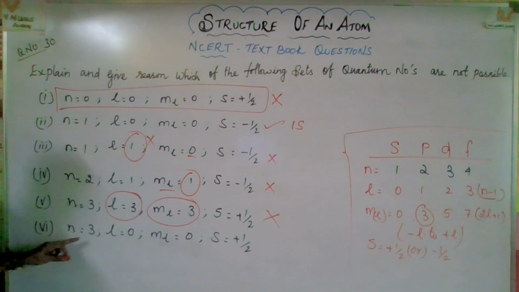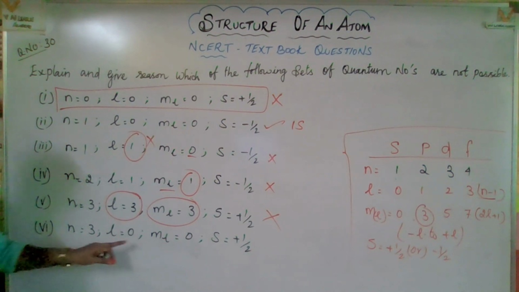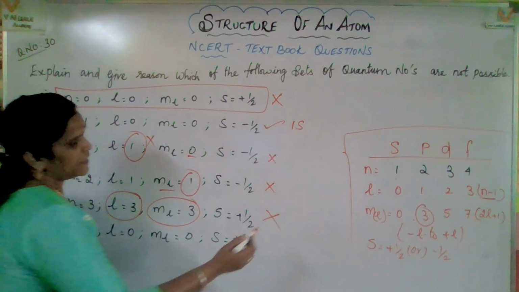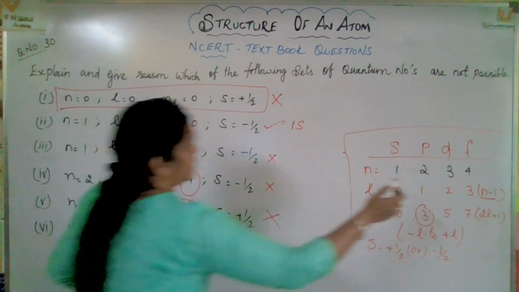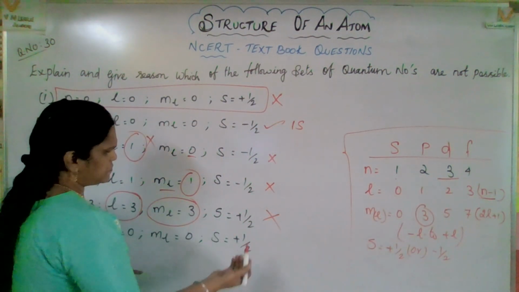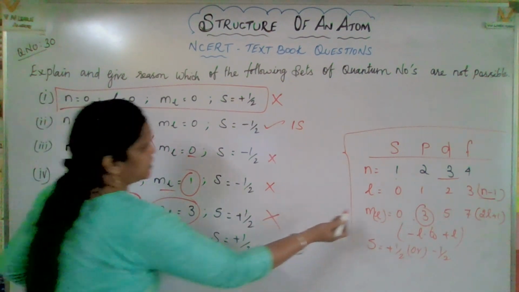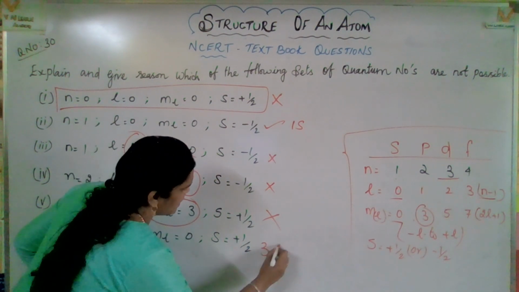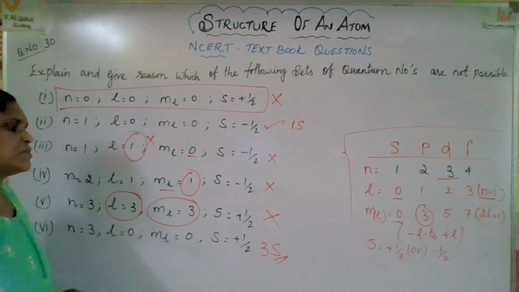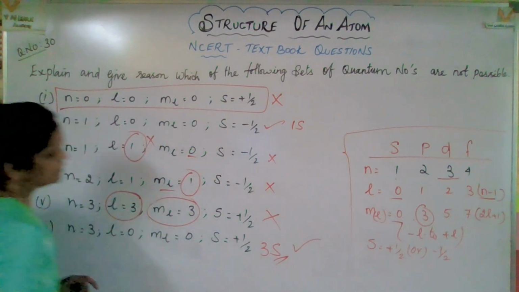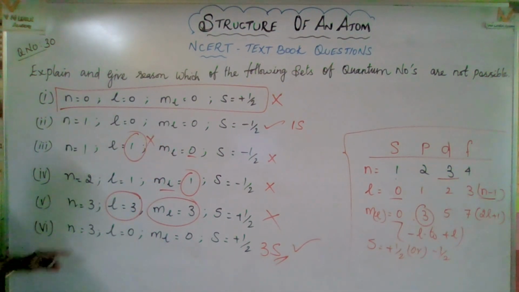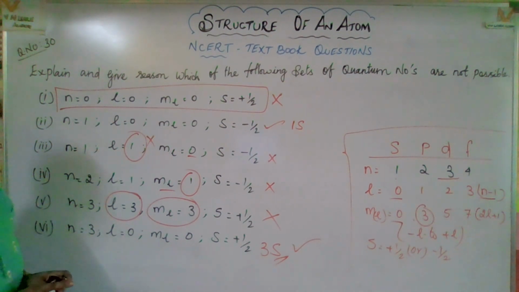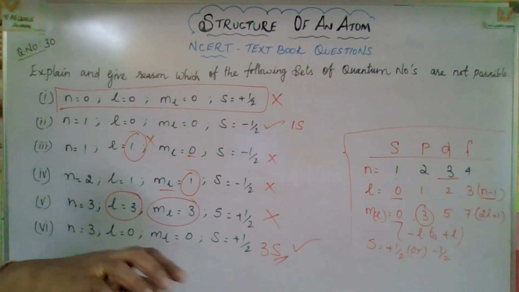Then n equal to 3, l is 0, m is 0. n equal to 3, l equal to 0 and m is 0. So that means 3s, yes. Yes, it is possible. Right? So according to this, easily we can analyze. I hope you got a clear idea about this question. Come on, let's go for the next question.